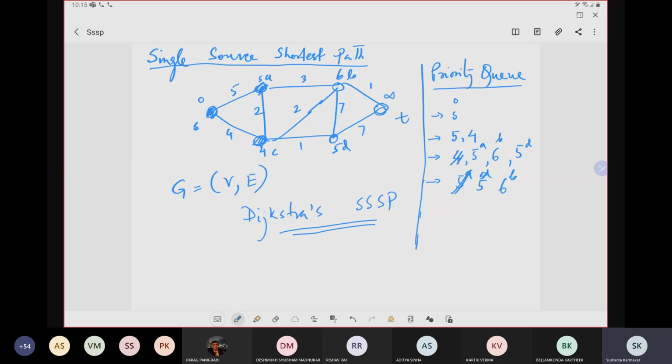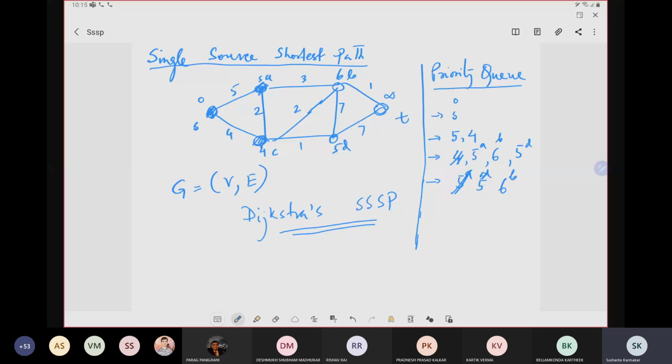From this, can I make some changes in the current distances of these nodes? From this, it is seen that this is already visited. These 2 neighbors are already visited, so it will not change. It tries to update the distance of B, and it sees that 5 plus 3 is 8. Its current distance is 6, so it's better not to update. So it will not update, and it has no more neighbors. So now this becomes permanent.